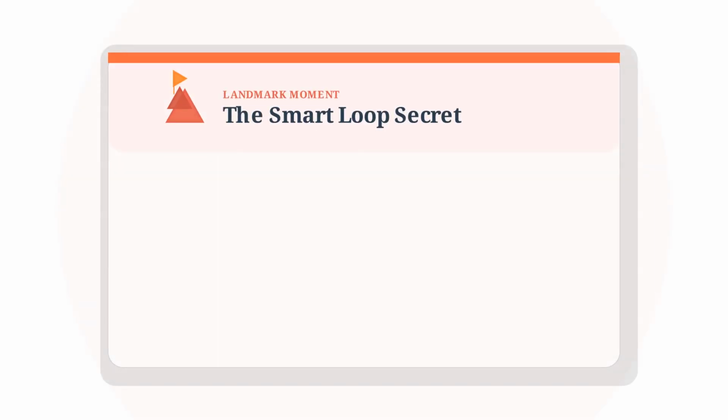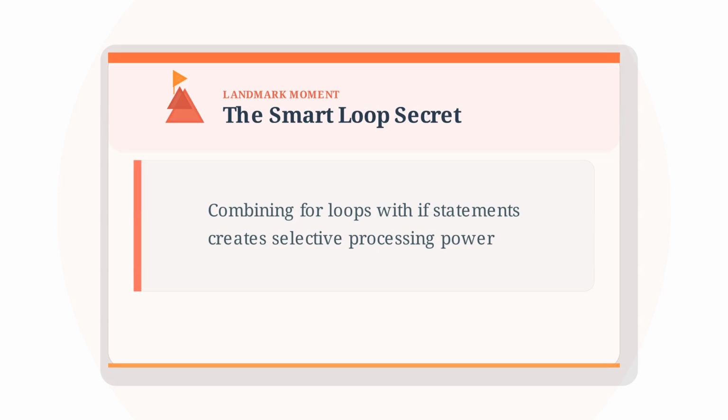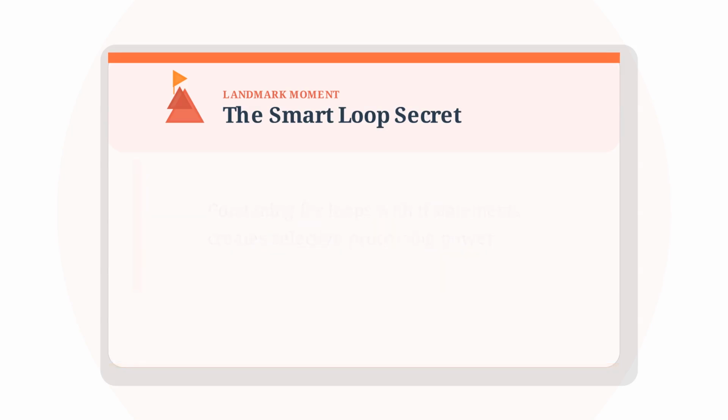Here's the game-changing secret. When we put an if statement inside a for loop, we create selective processing power. The loop visits everything, but the if statement acts like a super smart filter. Pure genius.